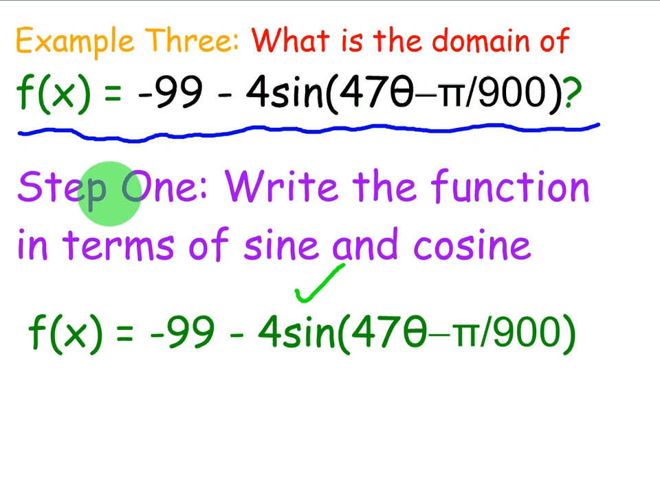The steps were the same for example 1 for tangent. The steps were the same for example 2 for cosecant. Let's go ahead and start that process for example 3. Step 1, write the function in terms of sine and cosine. Well, it's already in terms of sine and cosine. It's already sine of whatever, regardless of how complicated this is.